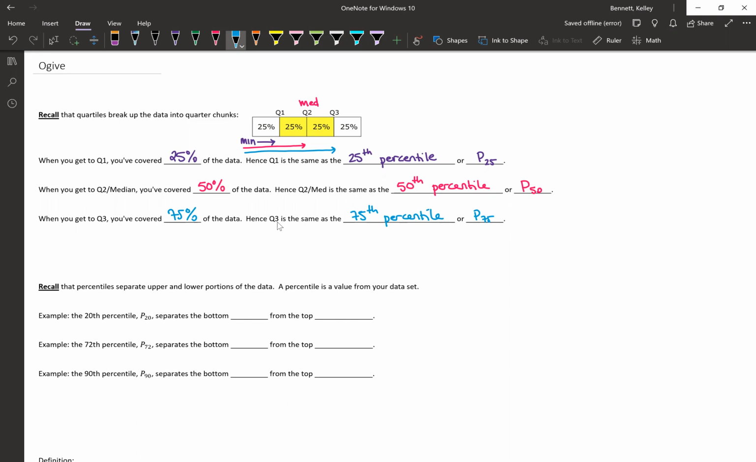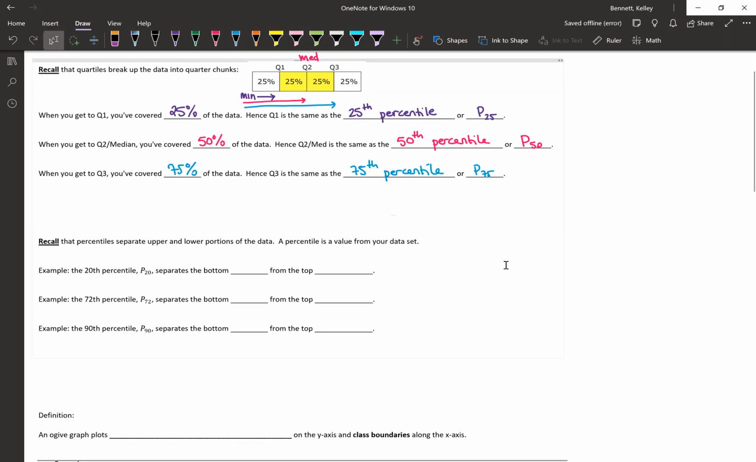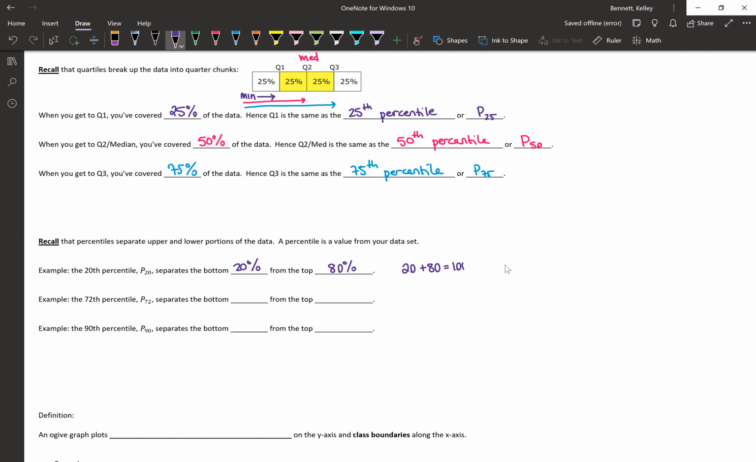And percentiles just separate upper and lower portions of data. So a percentile is a value from your data set. If you're given something like the 20th percentile, P20, you're just saying, okay, I'm looking at the bottom 20% of the data from the top 80%. And what's to notice here is that 20 plus 80 equals 100. So if you're wondering, where did we get 80 from? Well, I have to be at 100% in totality. So if 20% is already accounted for on the bottom, 80% must be at the top.